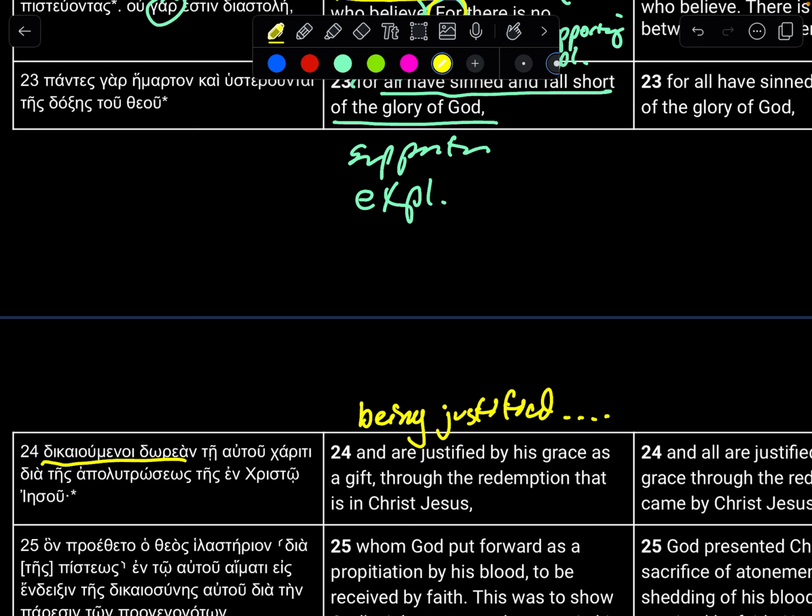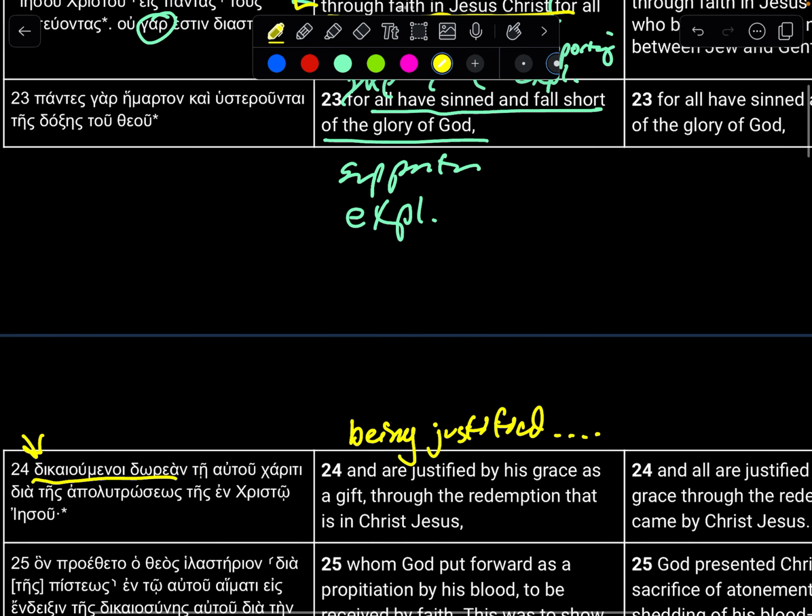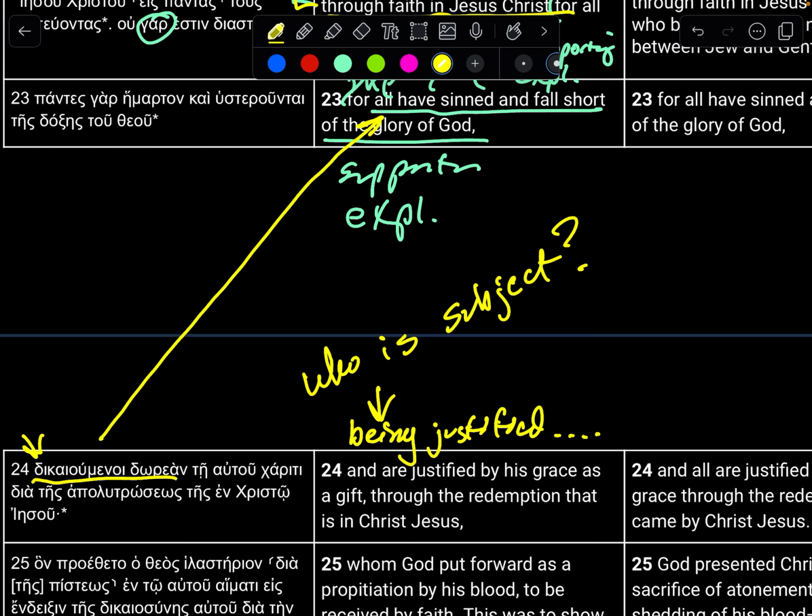And so the question that comes to mind here, seeing the grammar and how it is in the original language, is who is the subject? Who is the subject of the being justified? Now, the grammar would tend to make us think it's the all here.